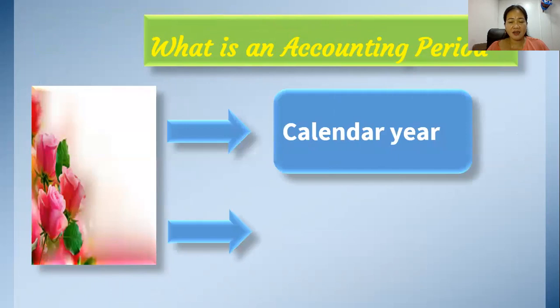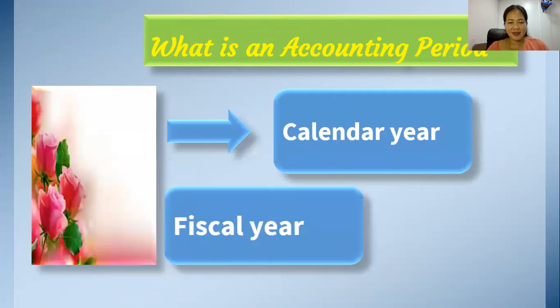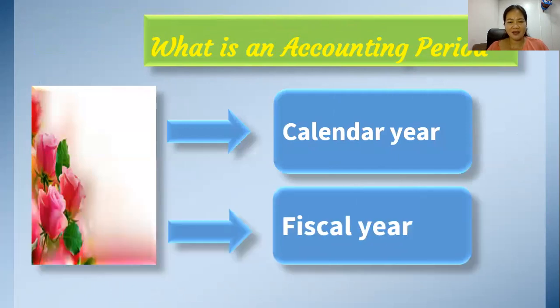The annual accounting period can be classified into two types. So you have calendar year and the fiscal year. The calendar year is an annual accounting period that would start January and would end December of the same year. While the fiscal year is an accounting period that starts any month of the year except January and would end the month of the next year that completes the entire whole year period.